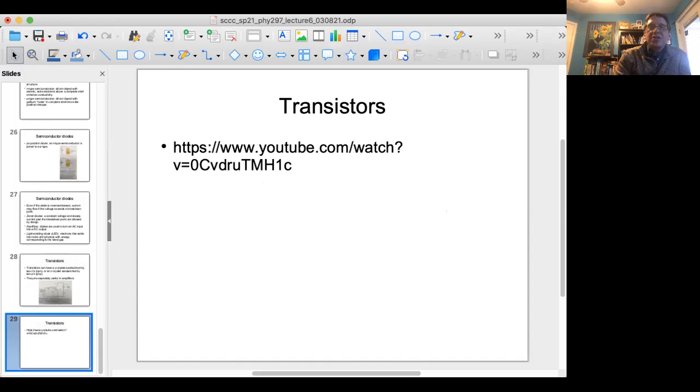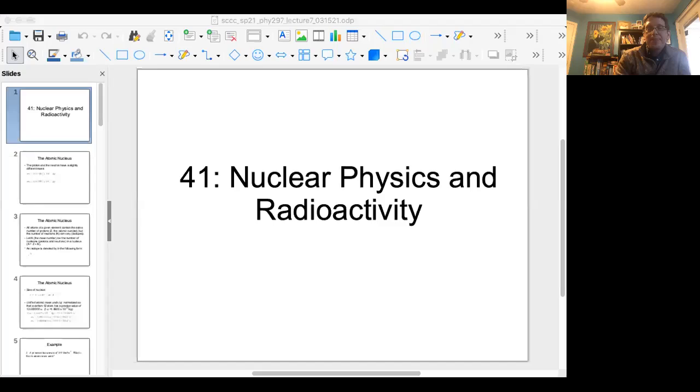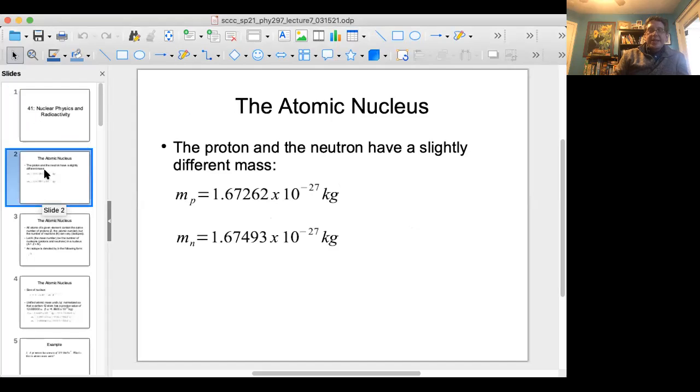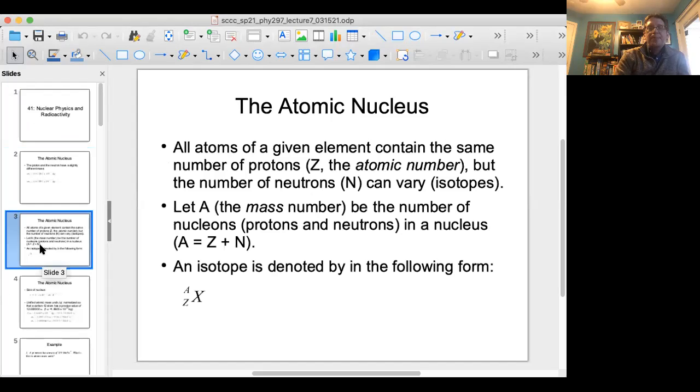And so that was chapter 40, and that brings us to chapter 41, which is nuclear physics and radioactivity. So now we're going inside the nucleus. The atomic nucleus consists of protons and neutrons. Neutrons have a slightly higher mass than the proton. As you can see, there's not a whole lot of difference.